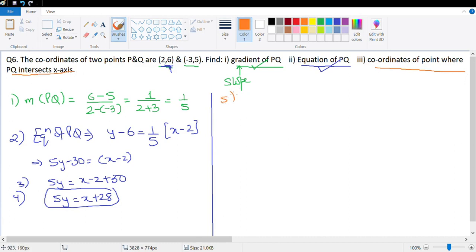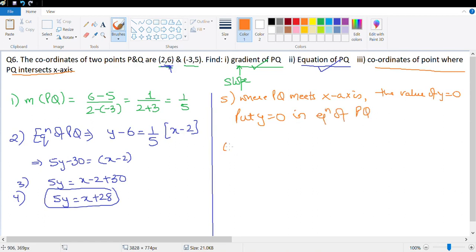So where PQ meets the x-axis, the value of y would be 0, right? Any point on the x-axis is a point where y is 0. So put y equal to 0 in the equation of PQ, and what we get is 5 into 0 is equal to x plus 28, which means x is equal to negative 28.